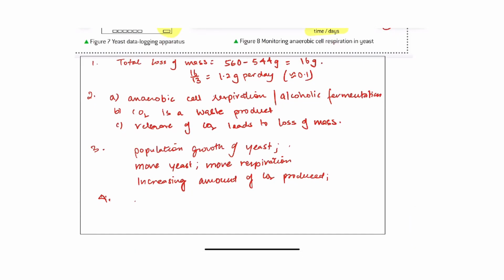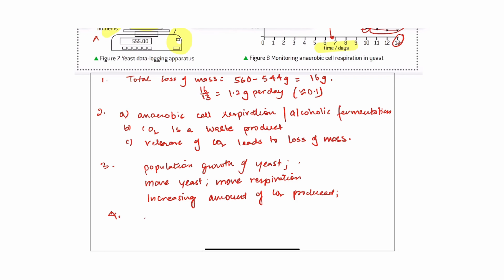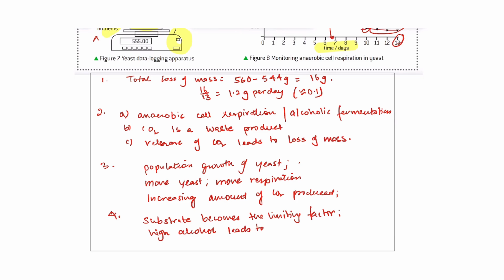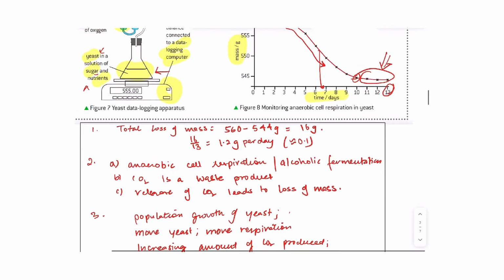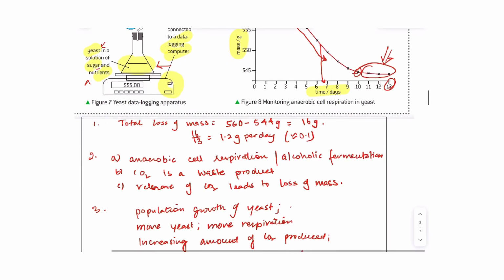We can see the substrate. What is happening here? The substrate becomes the limiting factor. And another thing you can see, because there's a high alcohol, high alcohol leads to death of yeast, and that can also cause the decrease. So two reasons, that should be good enough to get you full marks.